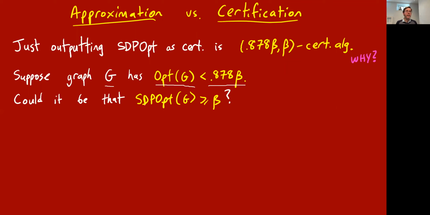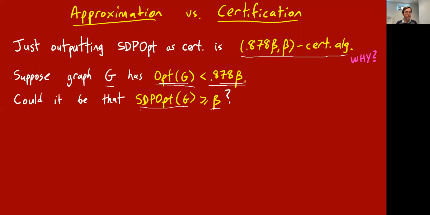Could it be that when you write down the SDP for this graph and compute its optimum, the optimum is at least beta? I claim no. And if my claim is true, then I have shown that outputting the SDP opt is a 0.878 beta comma beta certification algorithm, because I've shown that whenever the opt is less than 0.878 beta, the SDP opt will be less than beta. And therefore the certified amount that you'll output will be less than beta.